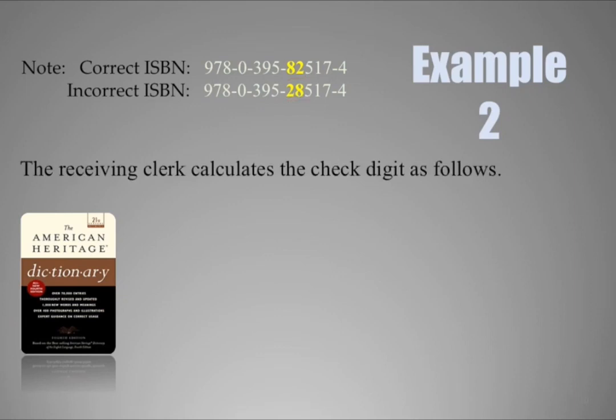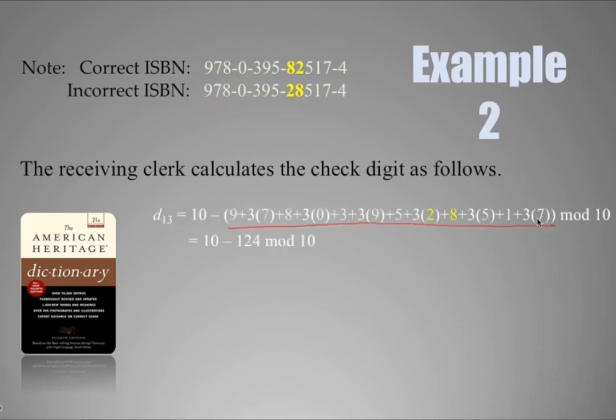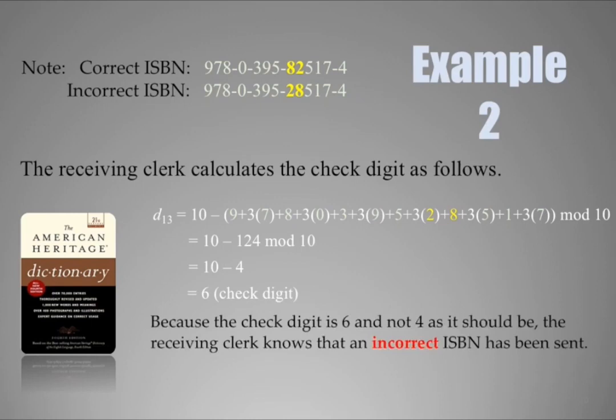Now, the receiving clerk calculates the check digit as follows. Using 9 as D sub 1, 7 as D sub 2, 8 as D sub 3, 2 as D sub 8, 8 as D sub 9, until 7 as D sub 12, we are going to have this quantity, which is equal to 124. And since 124 modulo 10, or when 124 is divided by 10, the remainder is 4, and 10 minus 4 is 6. Then the check digit, or the 13th digit, must be 6. Now, because the check digit is 6 and not 4 as it should be, the receiving clerk knows the incorrect ISBN has been sent. Consider that in this video we are only limited to the verification of ISBN-13.